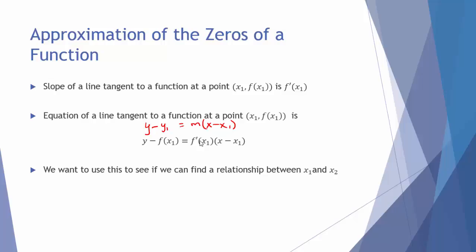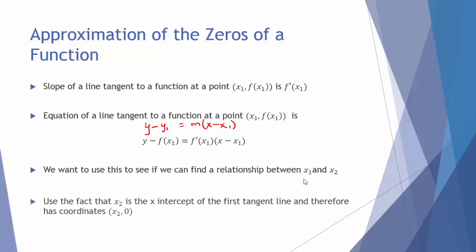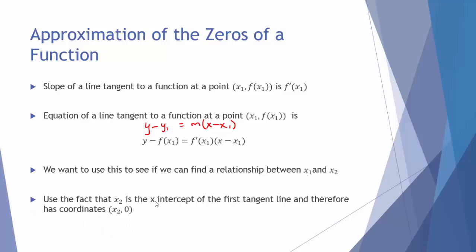So what we want to do is use this equation of the tangent line to see if we can find some kind of relationship between these x sub 1 and x sub 2, for example. Remember, x sub 1 was the first x value that we picked that we thought would closely approximate our 0, and x sub 2 was the 0 of that tangent line from the previous slide. So we're going to make use of the fact that x sub 2 is an x-intercept. It is a root. Therefore, it's going to have coordinates x sub 2, 0, because it sits on the x-axis.